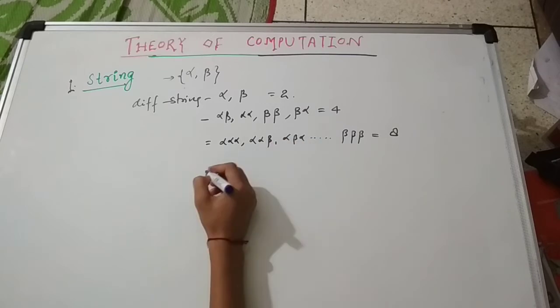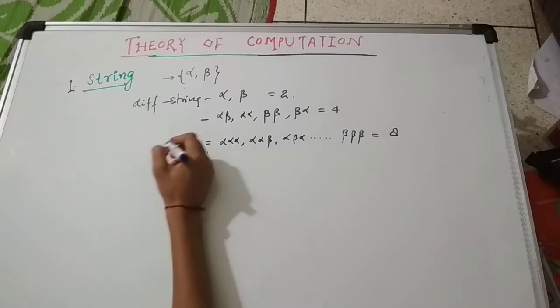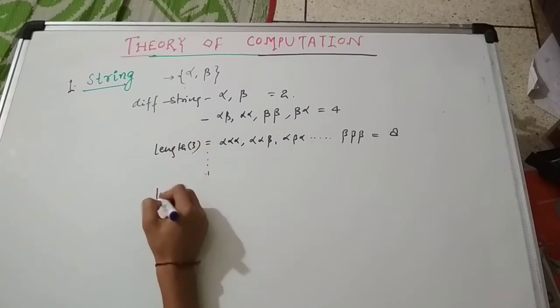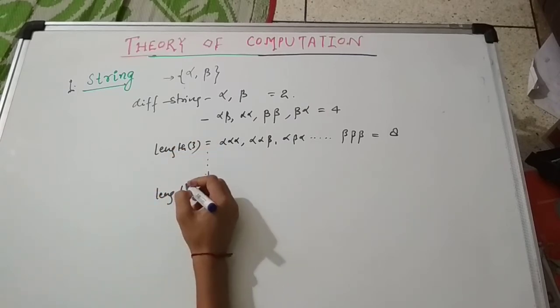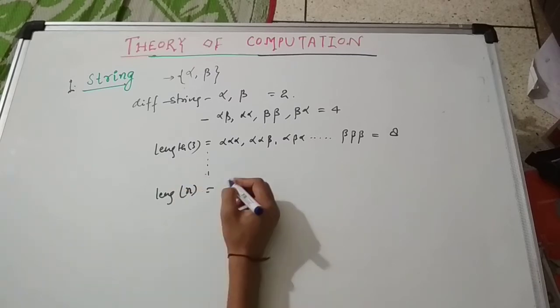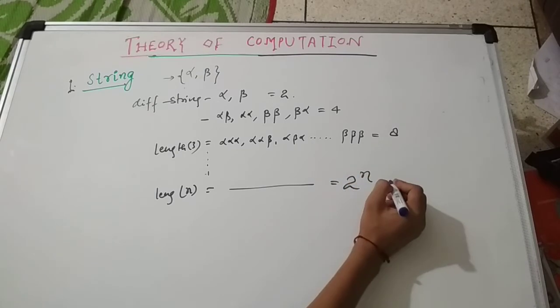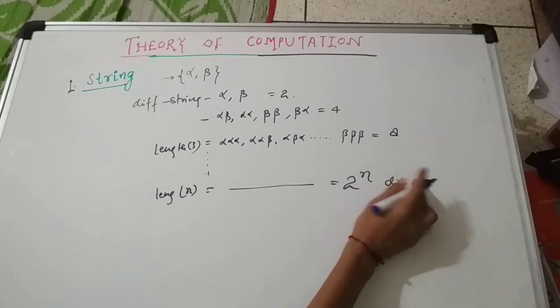Similarly, if we have to form a string of length n, then we have 2 to the power n different strings.